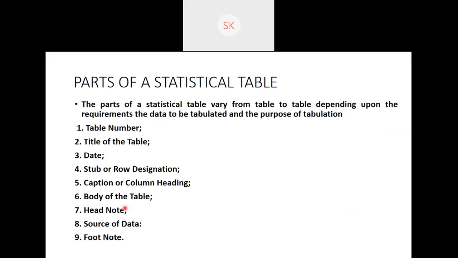Then you have a head note. Then you have source of data and footnote. If you have any important information to be given before starting the table, you give it in the head note. And if you want to give any extra information, then you put that in the footnote. And source of data, I already told, from wherever you have taken the table, graph, figure, all that source, website or name of the book, all that has to be given. So these are the major parts of a statistical table.